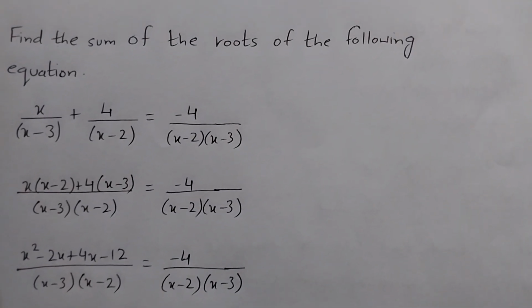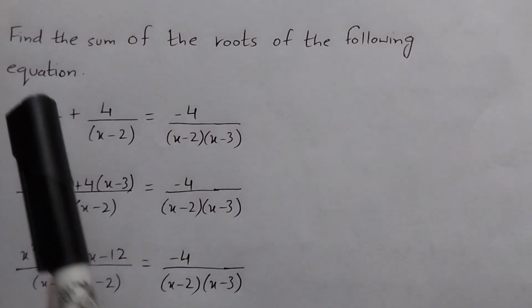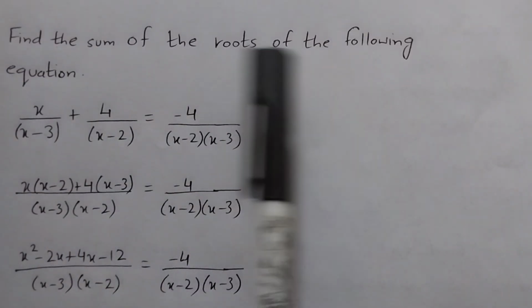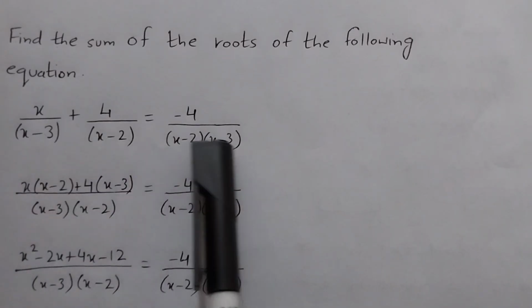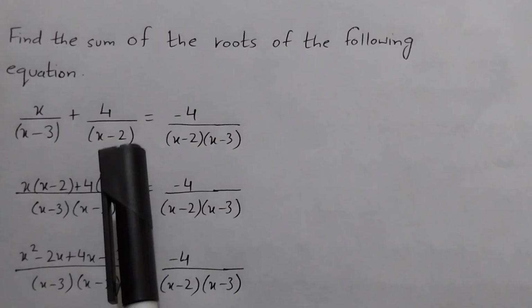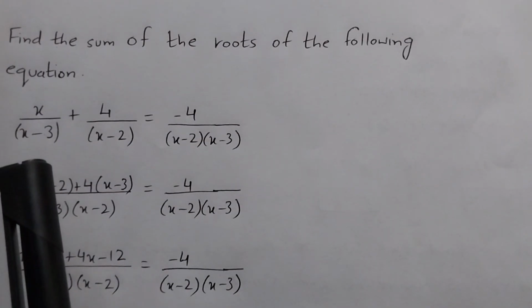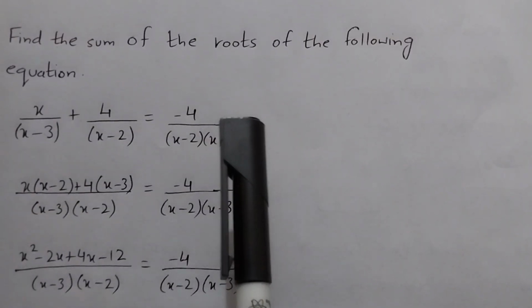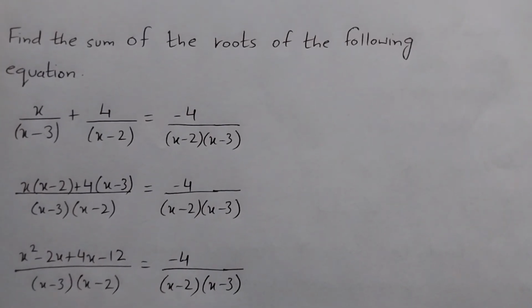Today we are going to solve a question, and the question is this: we have to find the sum of the roots of the following equation. So we have this equation: x over x minus 3 plus 4 over x minus 2 equal to minus 4 over x minus 2 times x minus 3, and we want to find the sum of its roots. So we'll try finding the roots first, and let's see what are its roots.